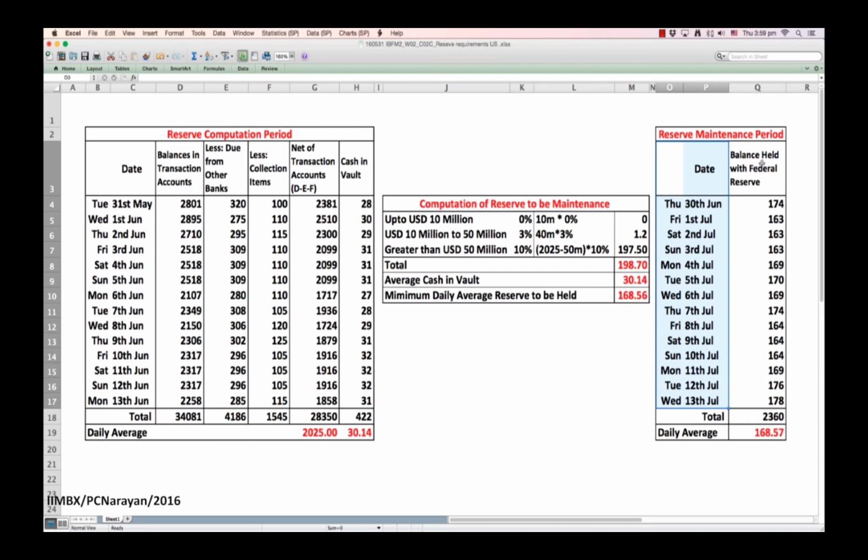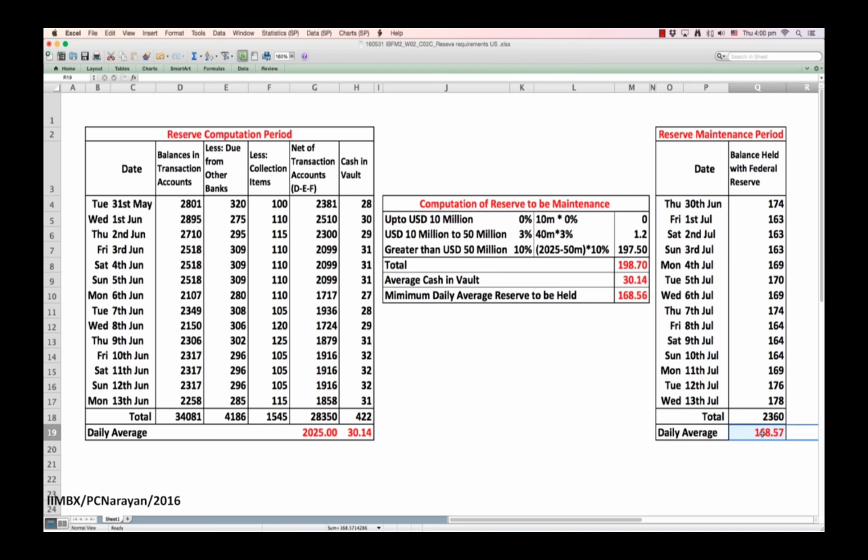This column tells you what is the balance held with the Federal Reserve by this bank for that fortnight. The treasurer of the bank has held the following amounts on those 14 days in its account with the Federal Reserve. Now the total of that works out to 2360, and the average works out to 168.57. Remember, the average to be maintained by the bank is 168.56. So this bank has, for this fortnight under consideration, met its reserve maintenance requirements.